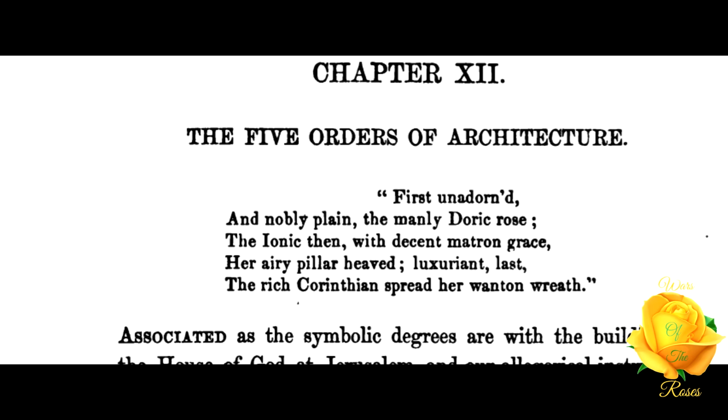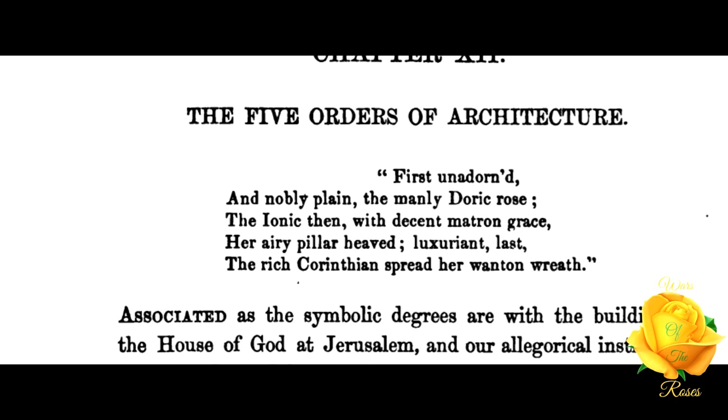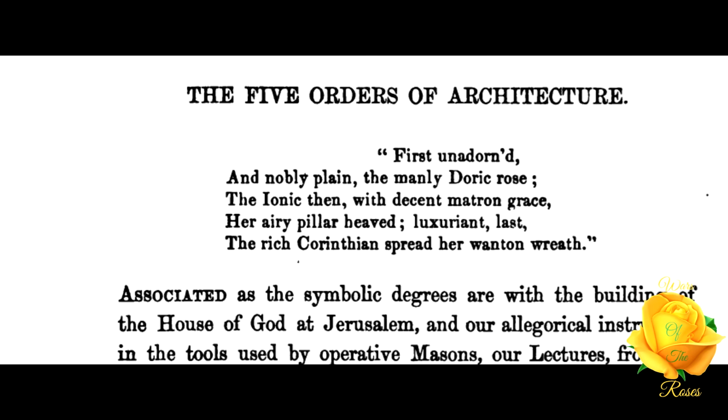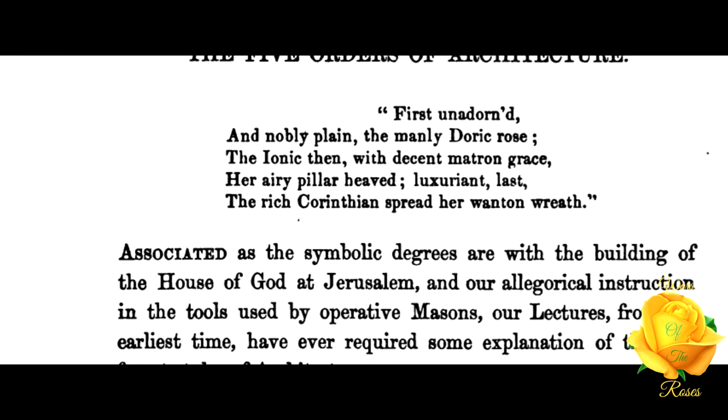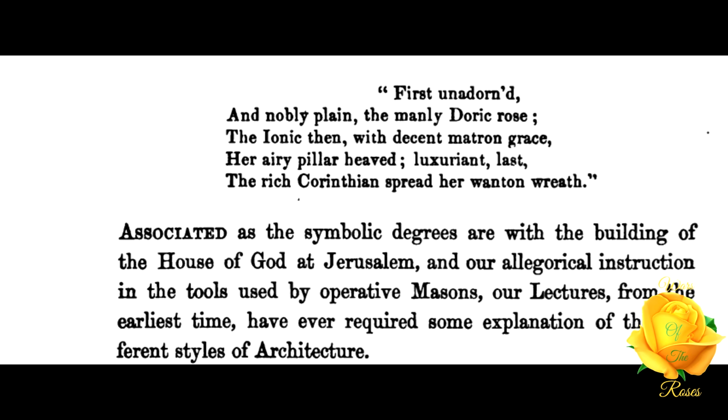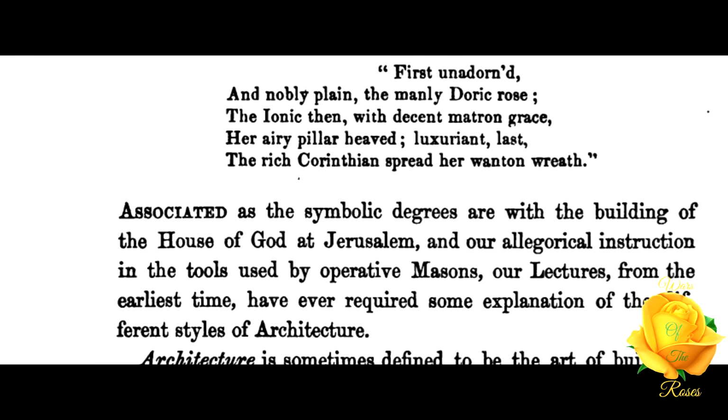Chapter 12, The Five Orders of Architecture. First unadorned and nobly plain, the manly Doric rose. The Ionic then, with decent matron grace, her airy pillar heaved, luxuriant last. The rich Corinthian spread her wanton wreath.